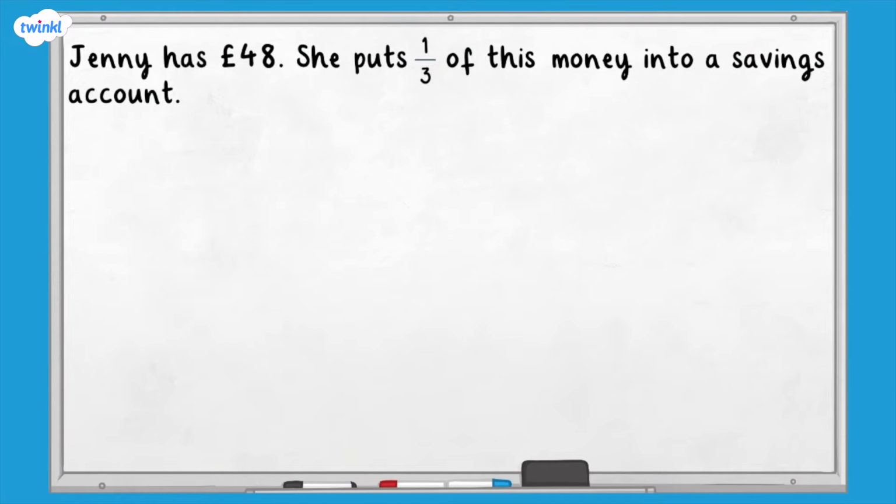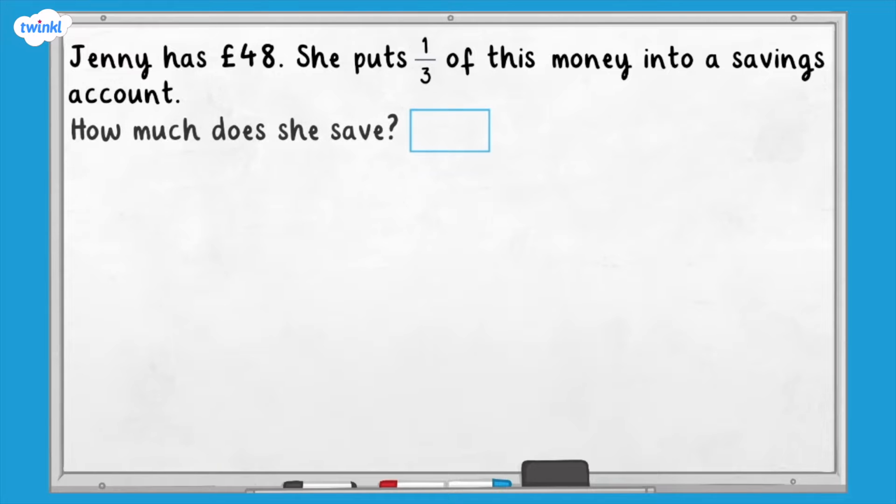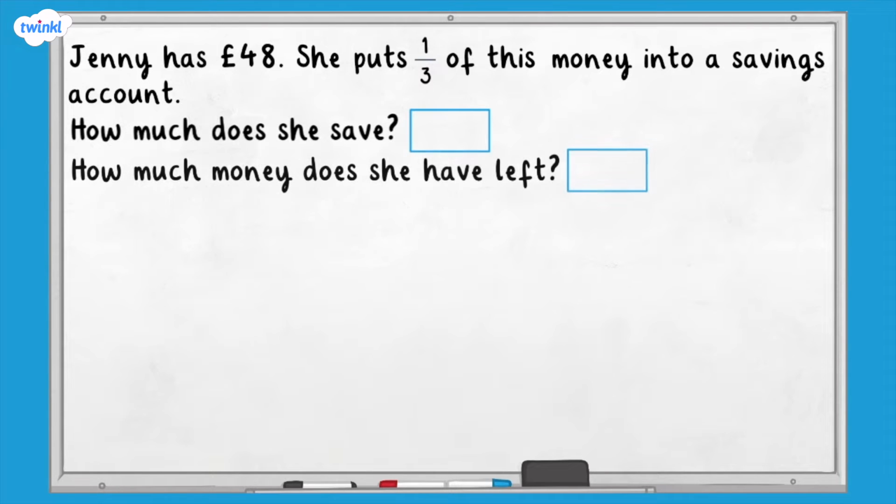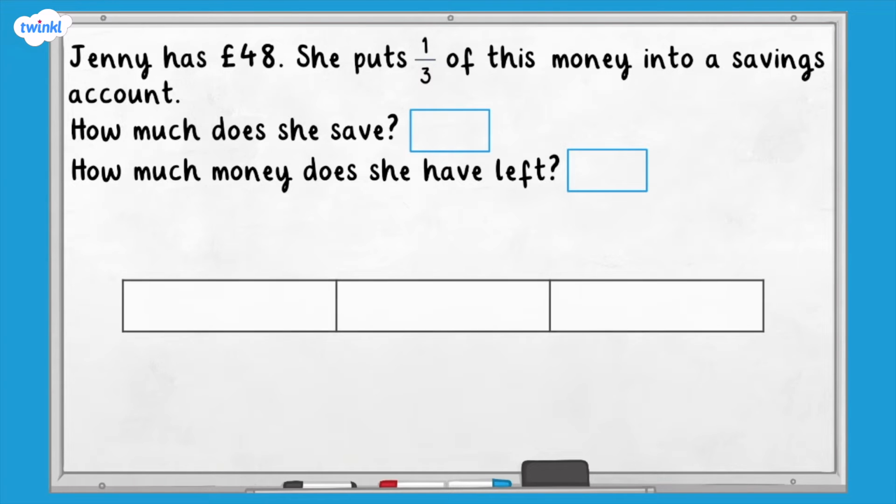Jenny has £48. She puts 1/3 of this money into a savings account. How much does she save? How much money does she have left? To solve this question, we can use a bar model.